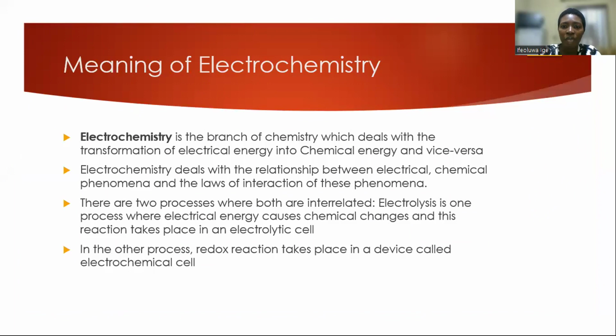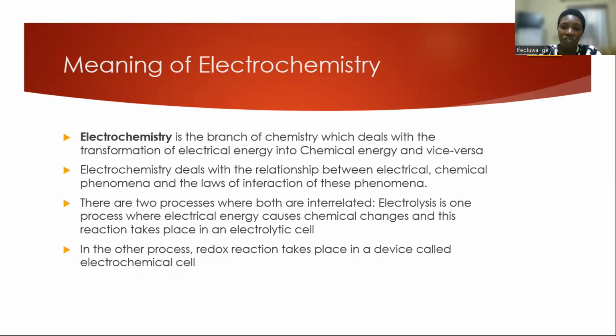Electrochemistry is the branch of chemistry that deals with the transformation of electrical energy to chemical energy and vice versa. So that means that we can convert energy from electrical energy to chemical energy, or from chemical energy to electrical energy. Electrochemistry deals with the relationship between electrical and chemical phenomena and the laws of interaction of these phenomena.